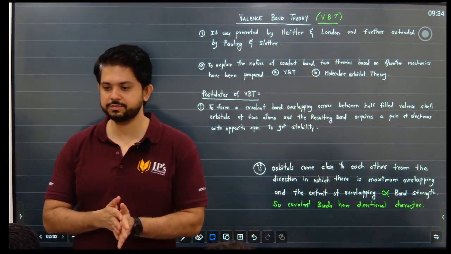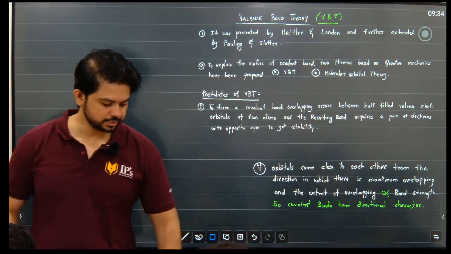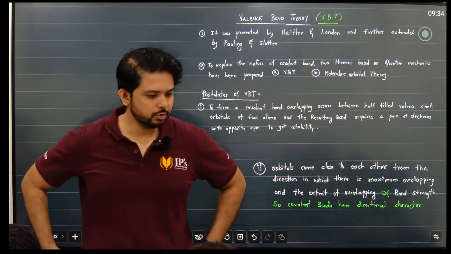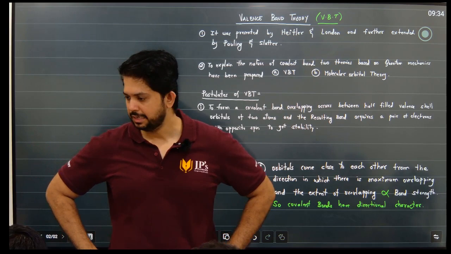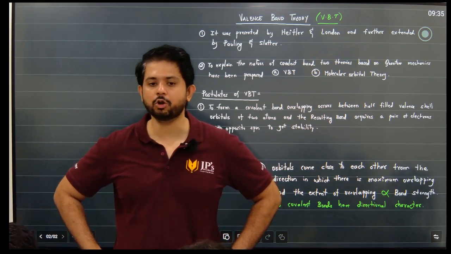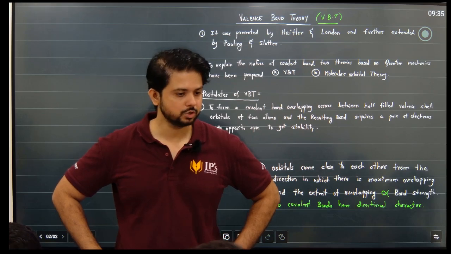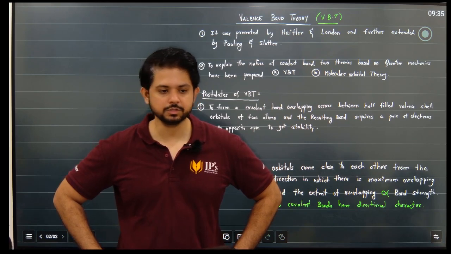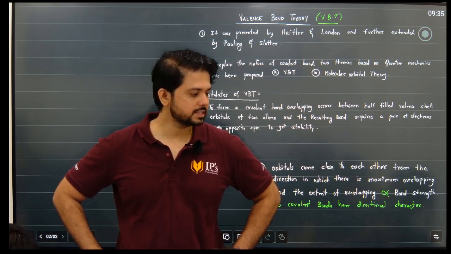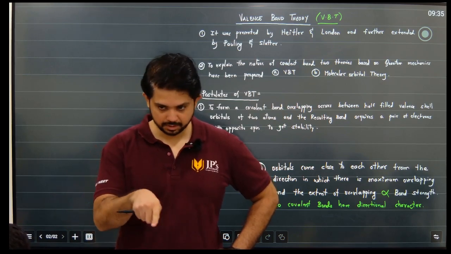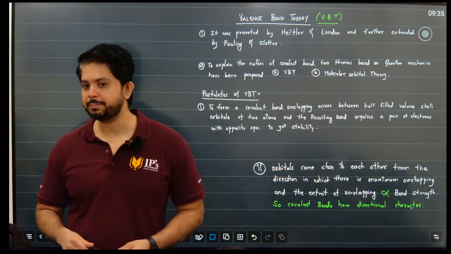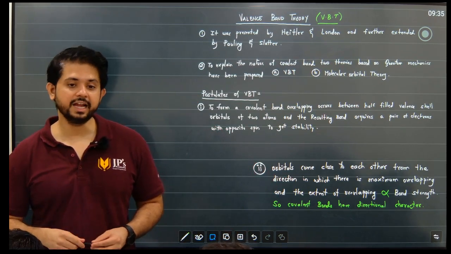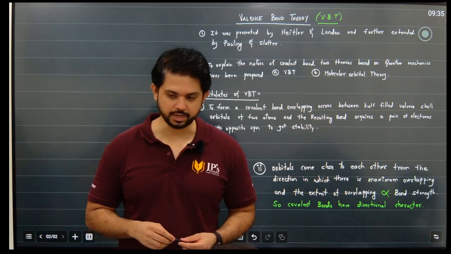Okay, in today's lecture we start with Valence Bond Theory. Before we directly jump into VBT or Valence Bond Theory, let's quickly go through what were the drawbacks of Lewis Octet Theory. The first drawback of Lewis Octet Theory was that it couldn't explain hypervalent compounds. What were hypervalent compounds? Compounds which have more than 8 electrons in their outermost shell.